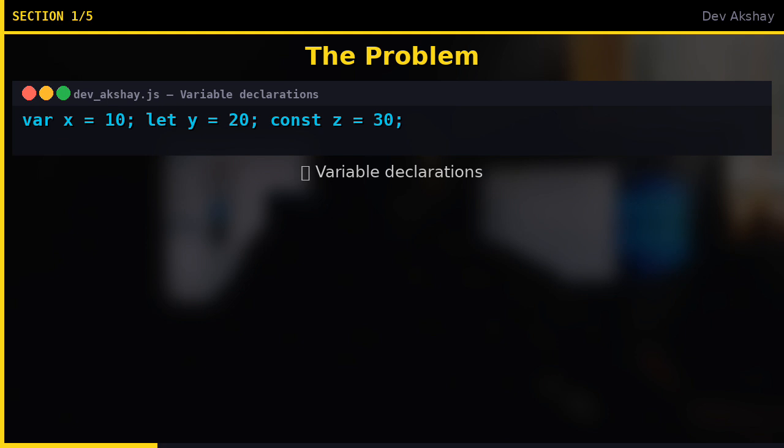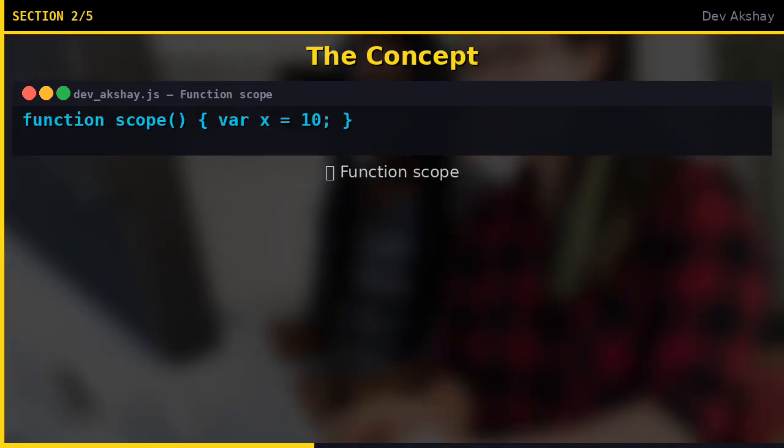Now let me show you the core idea. Think of var, let, and const like three different contracts. Let's define it simply. Var, let, and const are used to declare variables, with var being function scoped, let being block scoped, and const being block scoped and immutable.